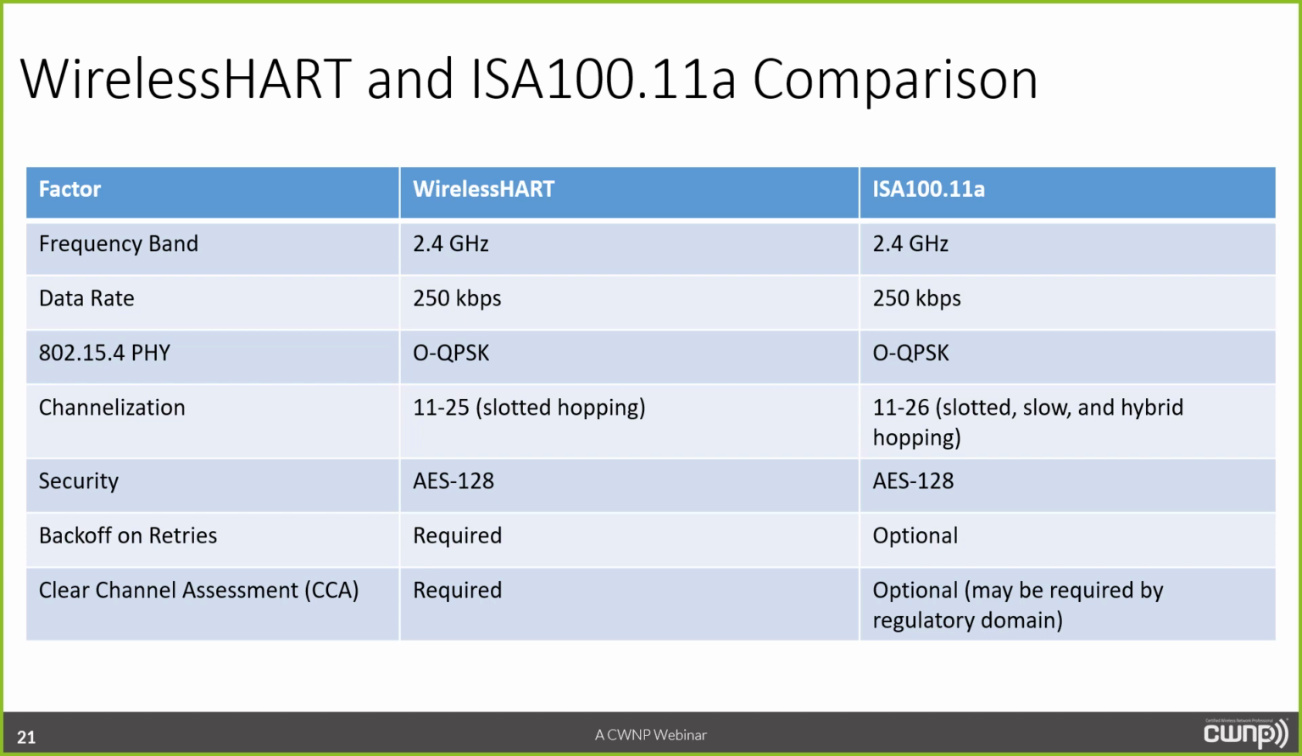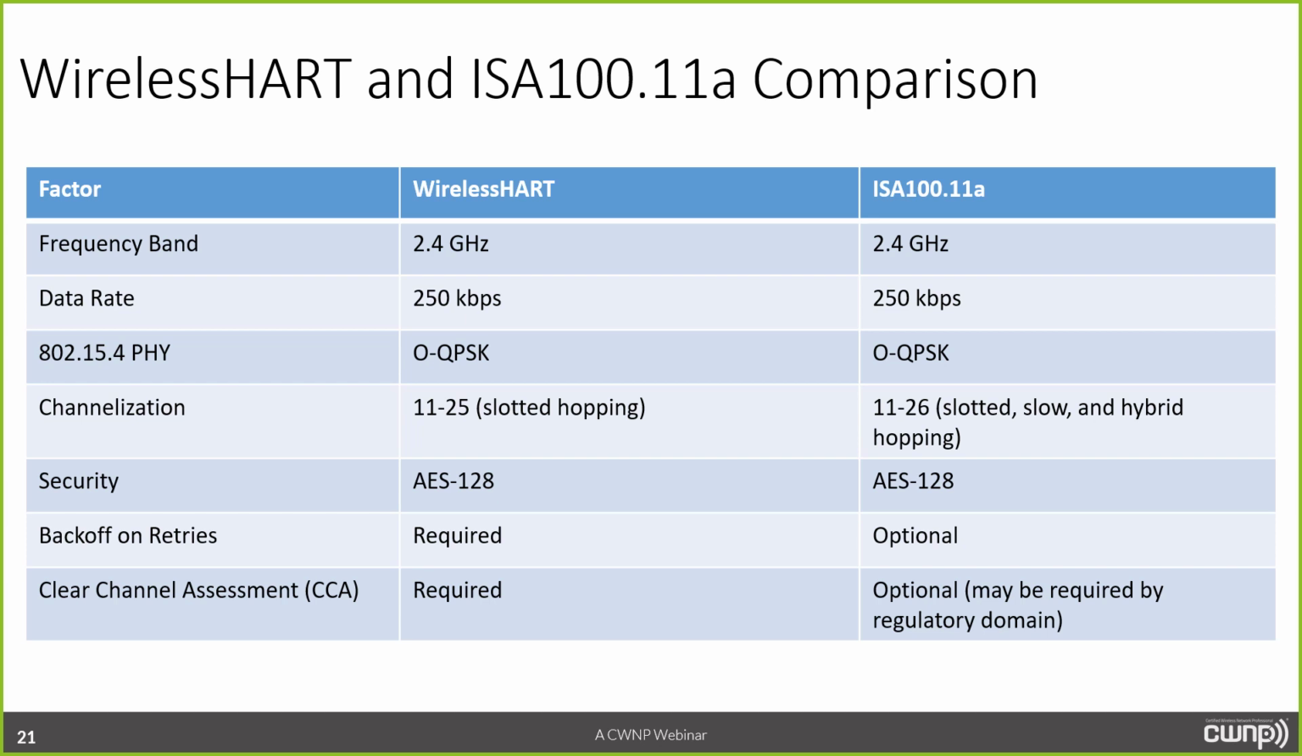Channelization, WirelessHART is slotted hopping only and only uses channels 11 through 25. ISA100.11a is slotted or slow or hybrid, and it uses 11 through 26, but remember 26 is optional, so check with the vendor specifications to see if it's supported. They both use AES 128-bit encryption.